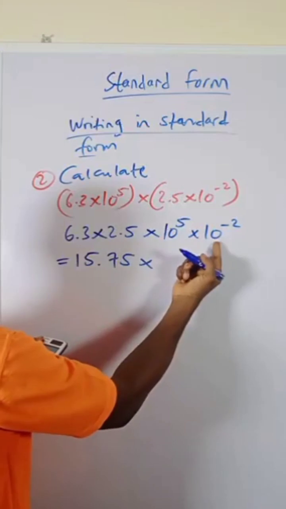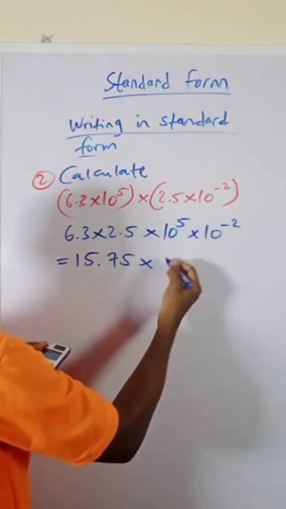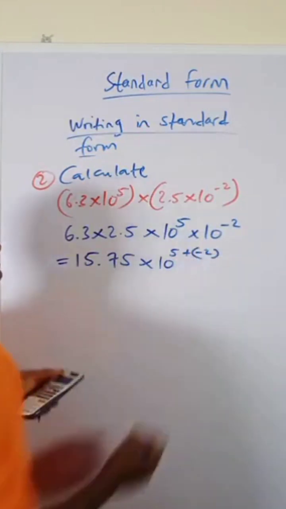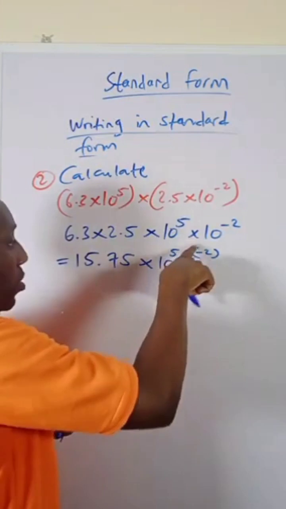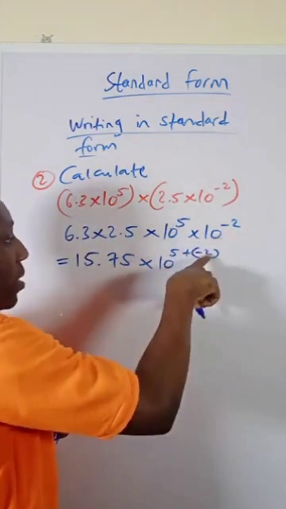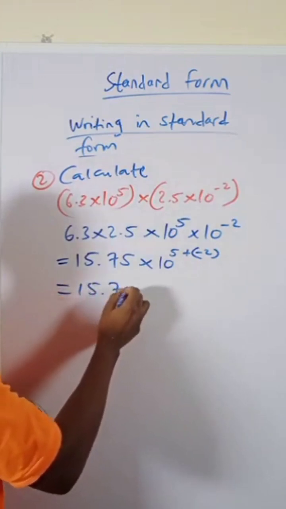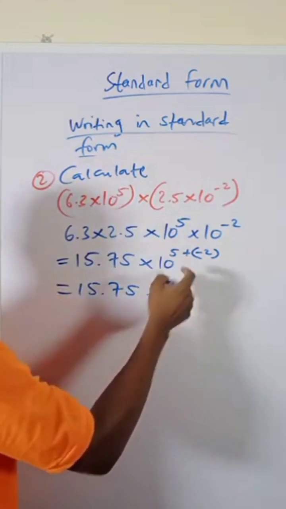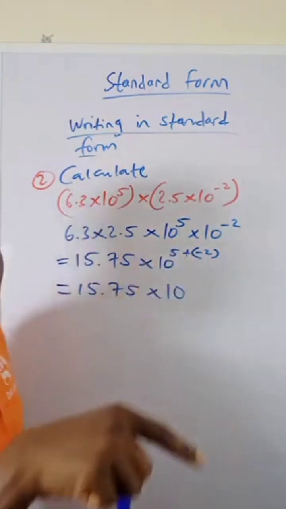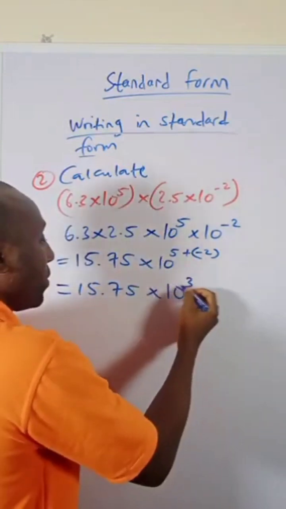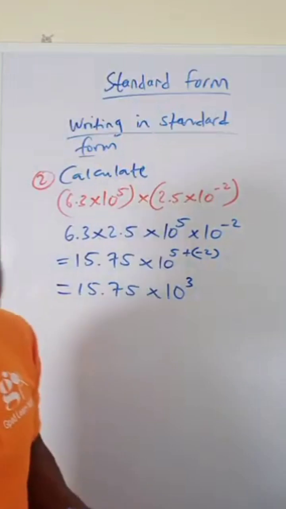Let's use the laws of indices. We are multiplying the same base, so you add the exponents. So this will be 5 plus minus 2. Yes, plus is because of the times. Then minus 2 is from this negative 2. So this will be 15.75 times 10 to the power, what is 5 plus minus? Plus minus is minus. So 5 minus 2 is what? 3. We have done a great job.